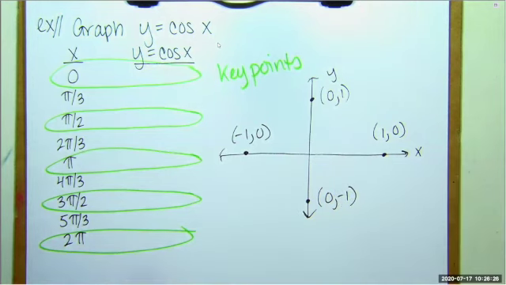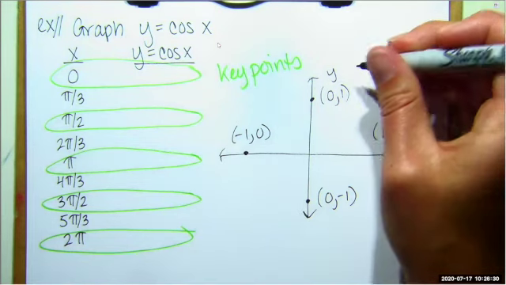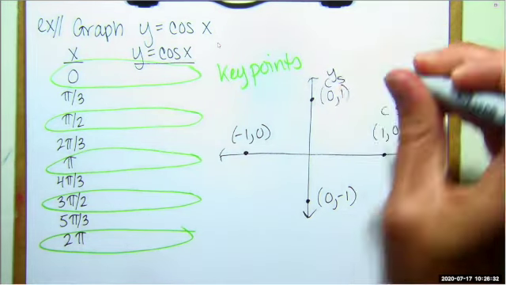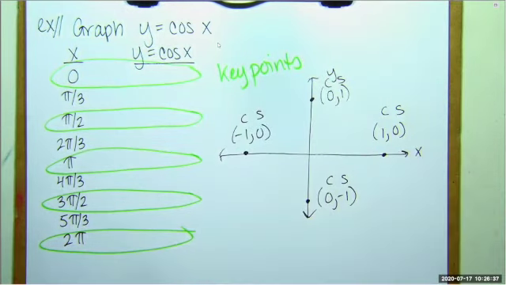Okay, so our shortcut here, this allows us to have cosine, sine, cosine, sine, cosine, sine, cosine, sine. They go in alphabetical order.